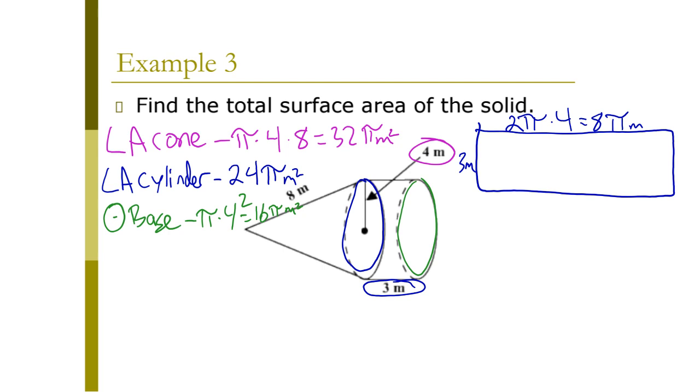So my total surface area, if I add all these up, 16 plus 24 is 40, plus 32, 72 pi. All right. Meters squared. Let's do a decimal approximation, shall we? So once I got my 24, my 16, and my 32 pi, if I just multiply that all out, so 72 times pi, got to plug it into my calculator correctly.